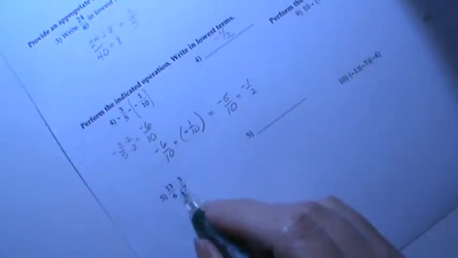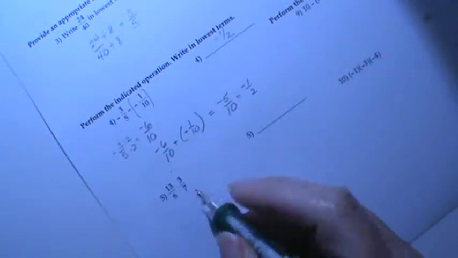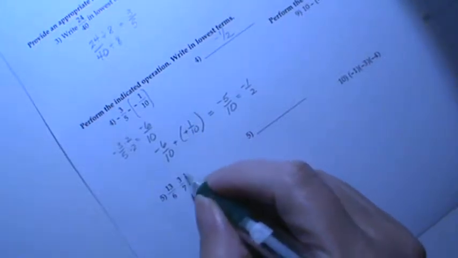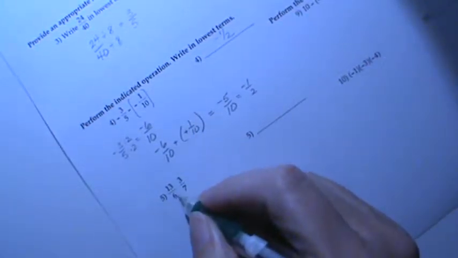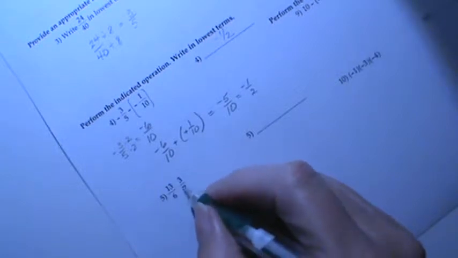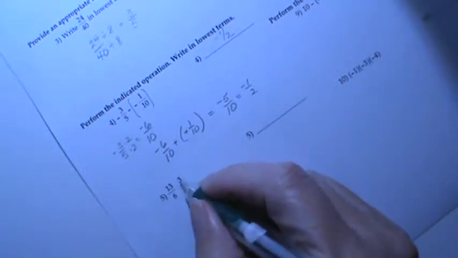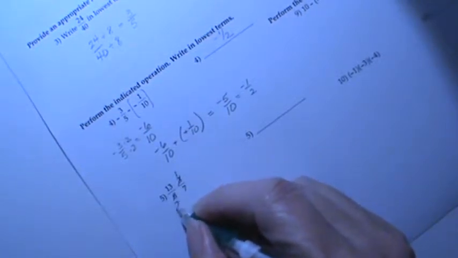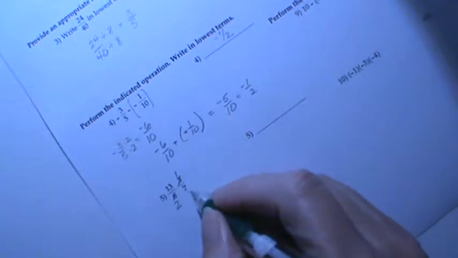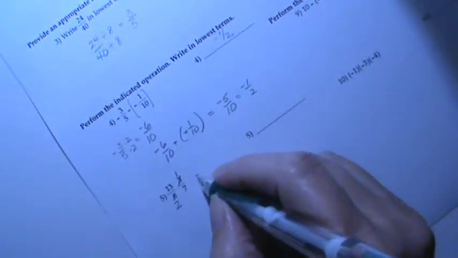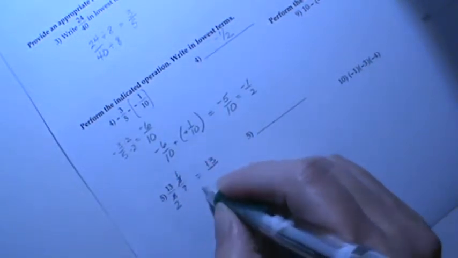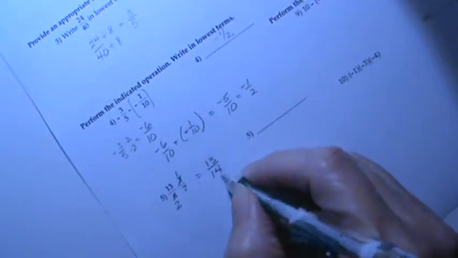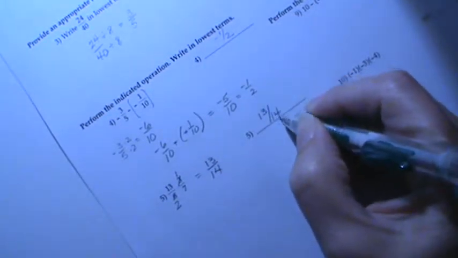Okay, with number 5, we are multiplying fractions. We do not need a common denominator, but we can cross cancel. The only time that we can cross cancel is when we're multiplying. So we have a common factor of 3. We can divide this 3 by 3, divide the 6 by 3. Nothing in common with the 7 and the 13. So we'd have 13 times 1 up top, 2 times 7 on the bottom. So 13/14 for our answer there.